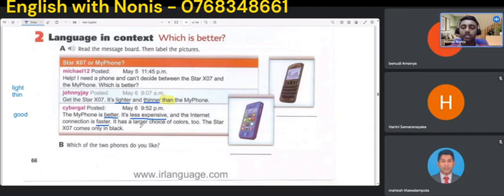It has a larger choice. Larger is also the comparative form. Larger choice of colors too. The star X07 comes only in black. Okay, so there are a lot of comparative words used. What is this? Lighter and thinner. It's lighter and thinner than my phone.